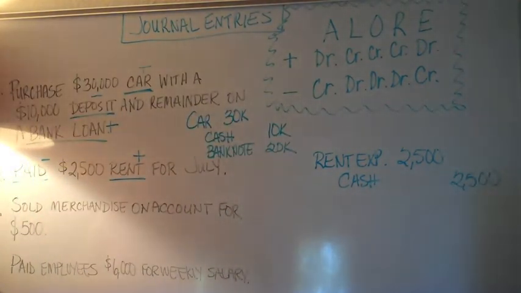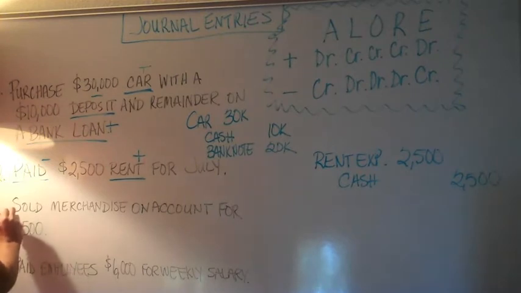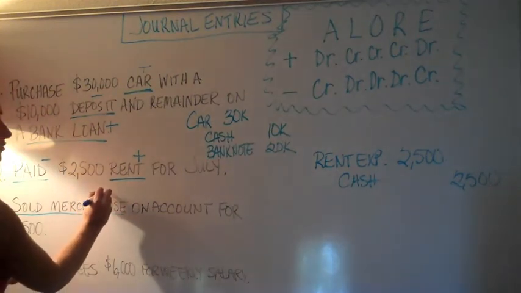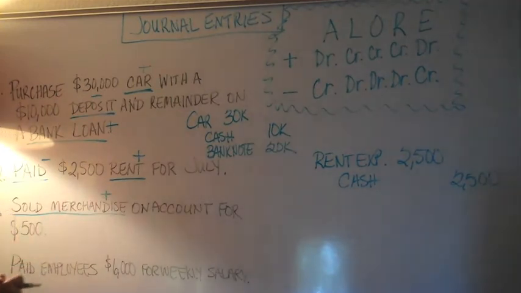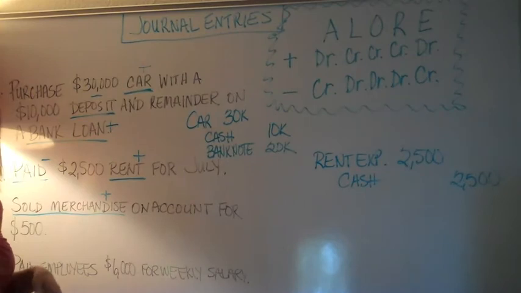Moving on to the third one, we sold merchandise on account for $500. Again, we're going to pick out the accounts that we believe to be involved. Whenever we make a sale, it says we sold merchandise. That's going to be what we're in business to do, so that's going to be our revenue account. Whenever we've made a sale, that means that we are increasing our sales, so I'm going to go ahead and put a positive sign above here. And then it says on account. Cash isn't involved in this case.